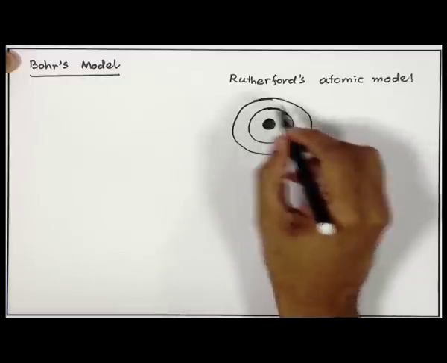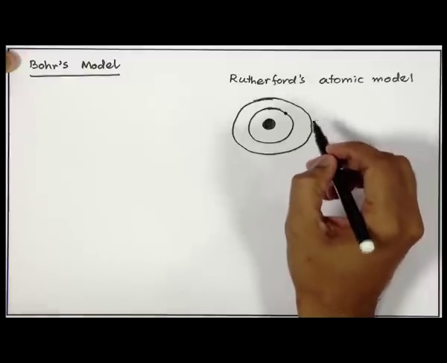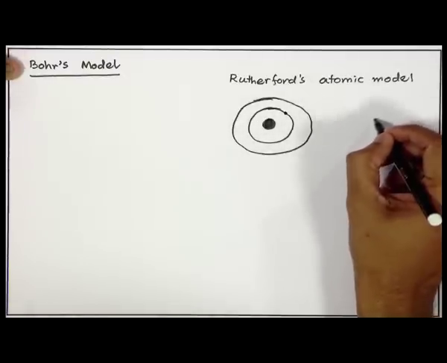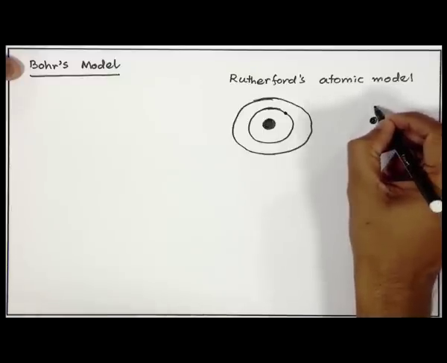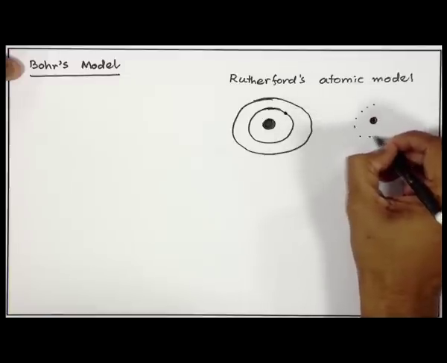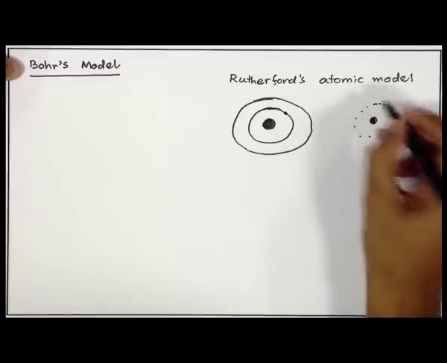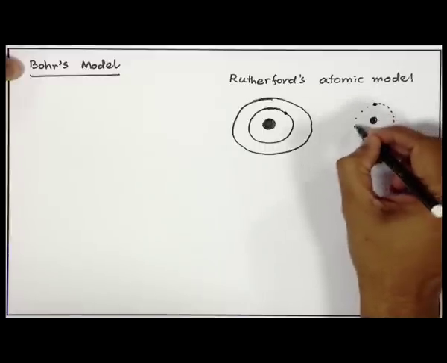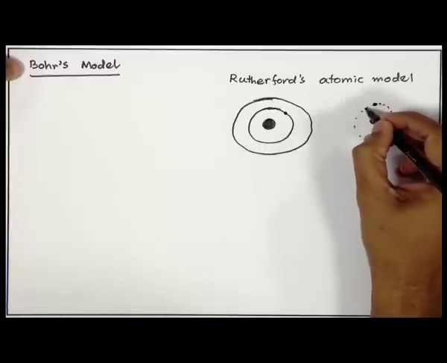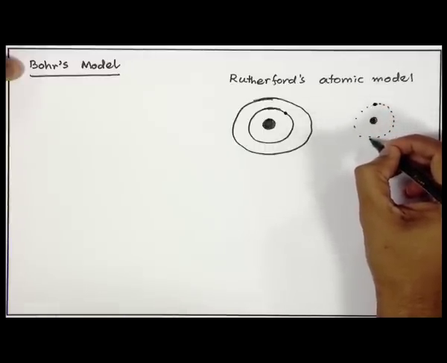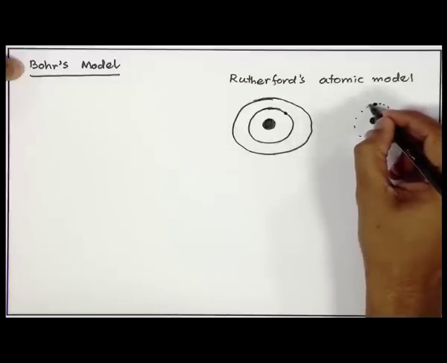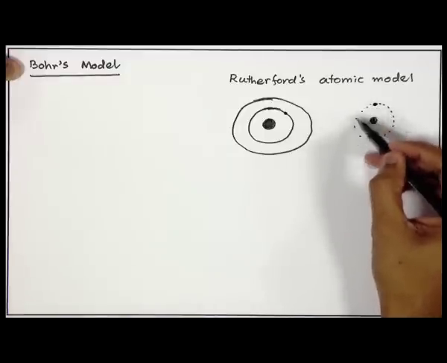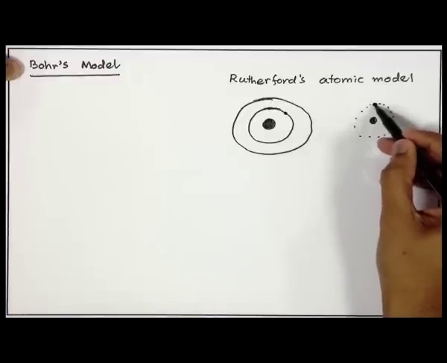Now, the electron is negatively charged and goes around in a circular path around the nucleus, which is positively charged. But Rutherford's atomic model had a problem. Maxwell's theory suggested that if a charged particle goes around another charged particle in a circular path, then even at a fixed speed, since at every point in the circular path it is changing its direction, the particle is said to be in constant acceleration. It is always changing the direction of its motion.